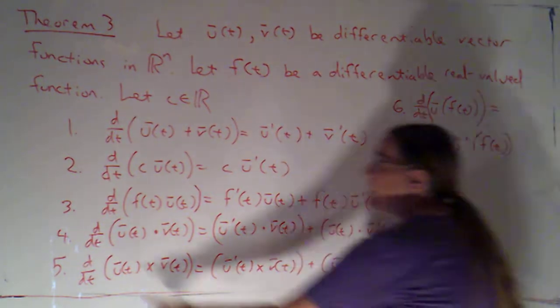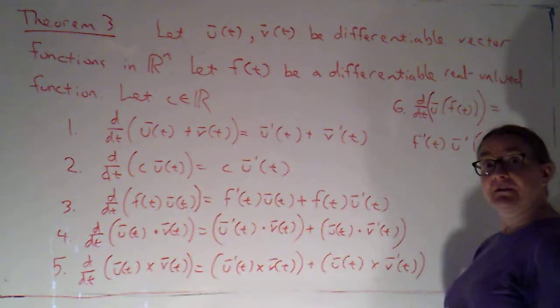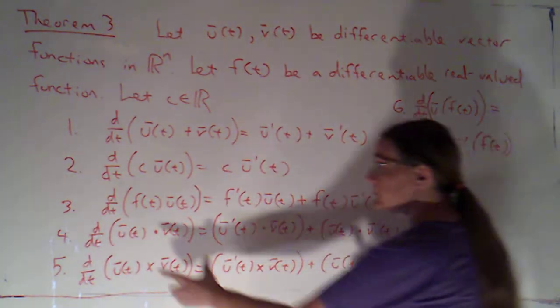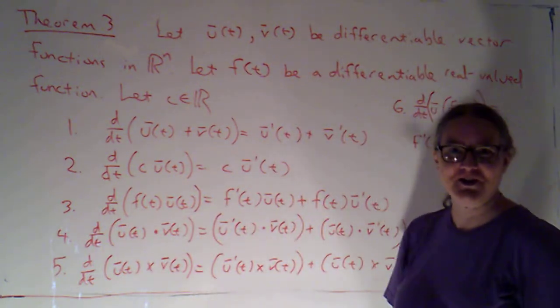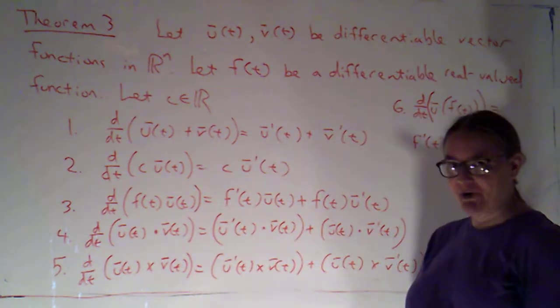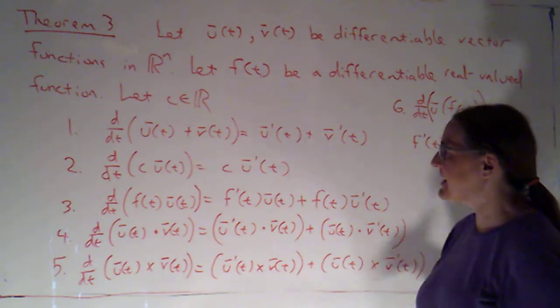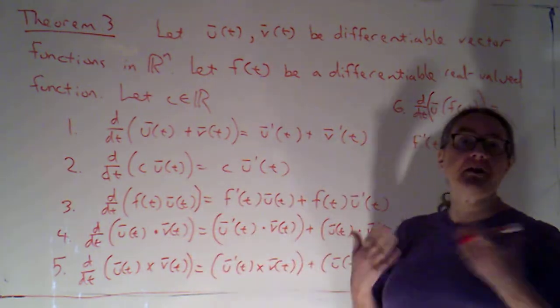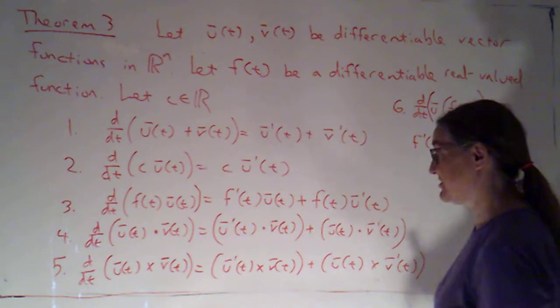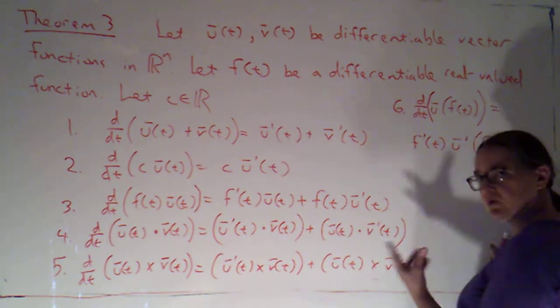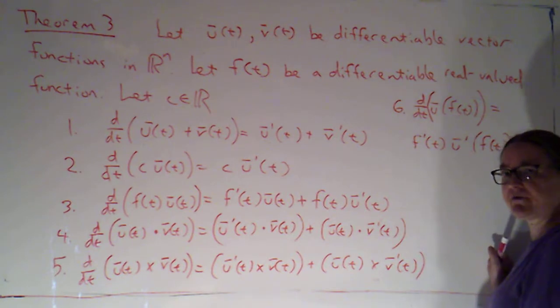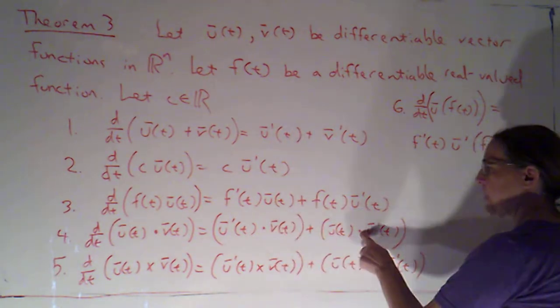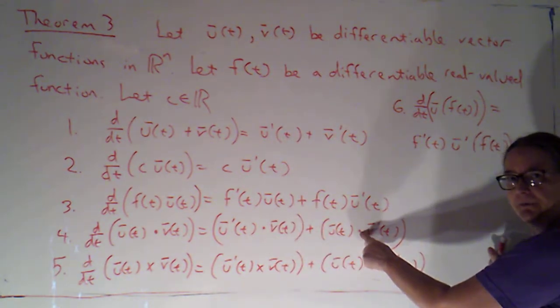Rule 4 gives me the derivative of the dot product. Now notice, u of t dotted with v of t is actually a real valued function, because the dot product is a number, not a vector. So this is a real valued function, but it's one that I built out of vectors. And I can build the derivative, which will be a real valued function, out of vectors. It's just a generalization of the product rule, but using the dot product to replace the multiplication.